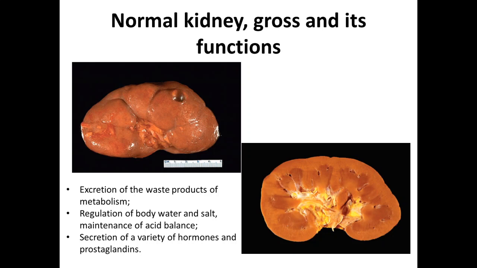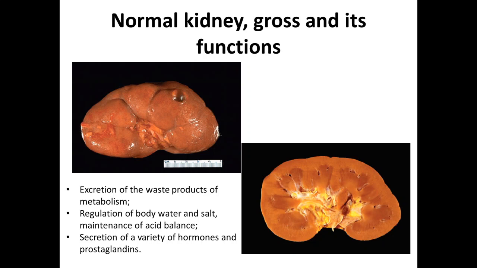The nephron is the structural and functional subunit of the kidney parenchyma, and of course the renal cortex includes the following structures like the medullary rays. You can find these rays here, and of course the renal columns of Bertin, which contain the interlobular arteries.